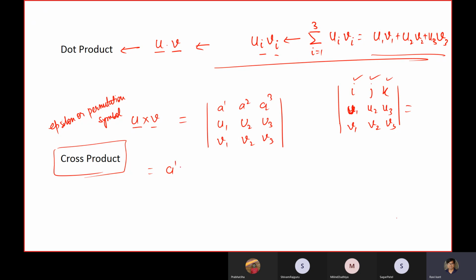So this is nothing but a1 times this times this times this minus, right? So u2 v3 minus v2 u3, right? Okay.